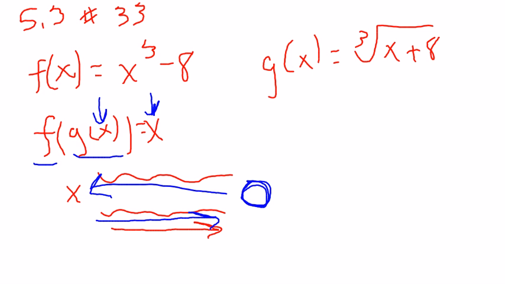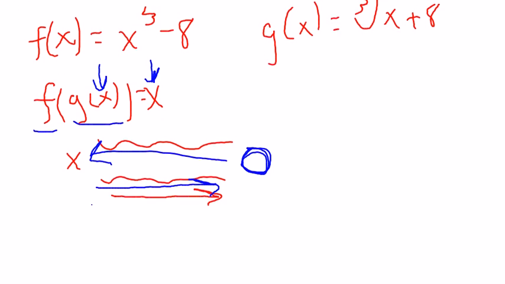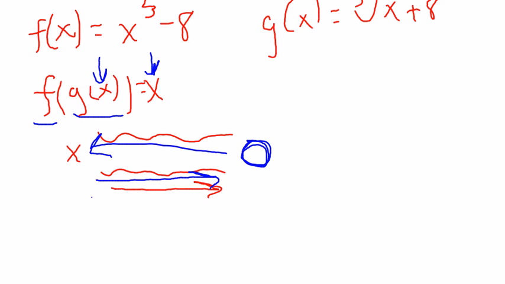Let me go down a little bit, and go back to red. What I'm going to do is plug one of them in for the other. So f of g of x means that I'm going to plug g of x in for x in f. This value right here becomes the x value right here. Notice the x is cubed there, so when I plug this in, that whole thing is going to get cubed.